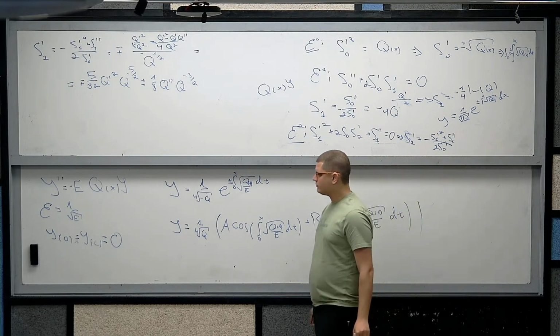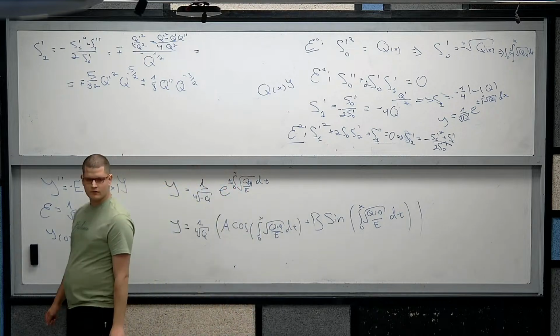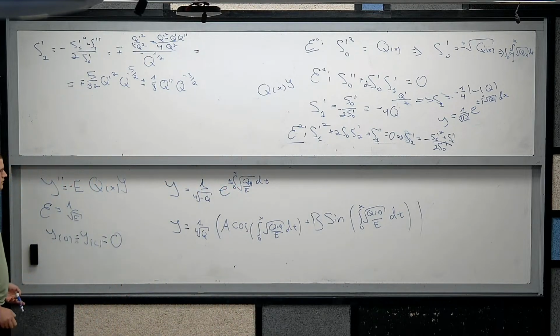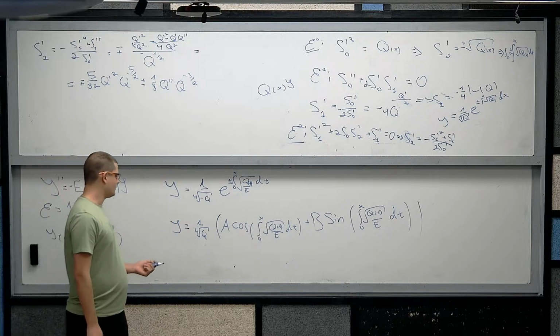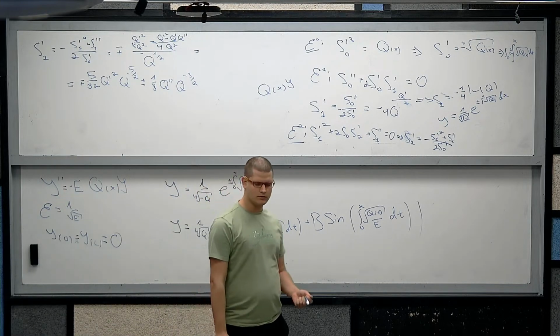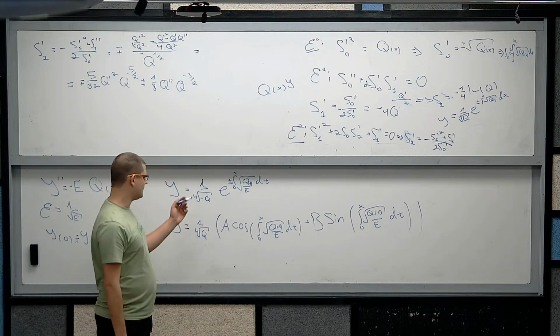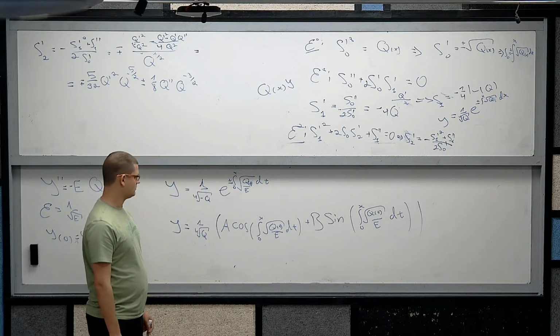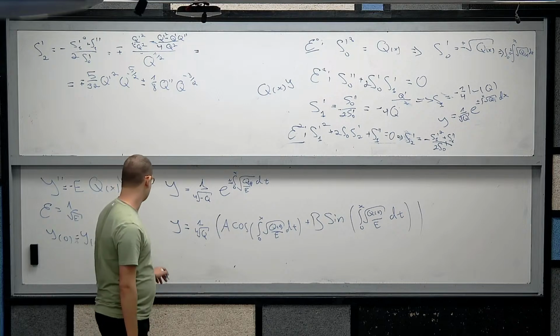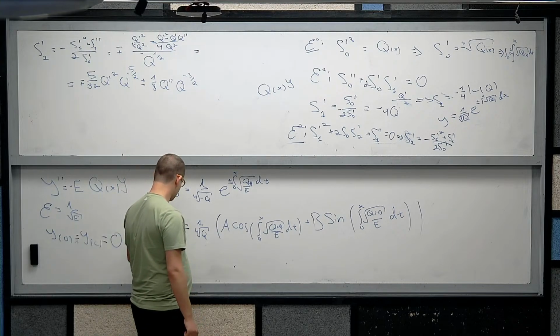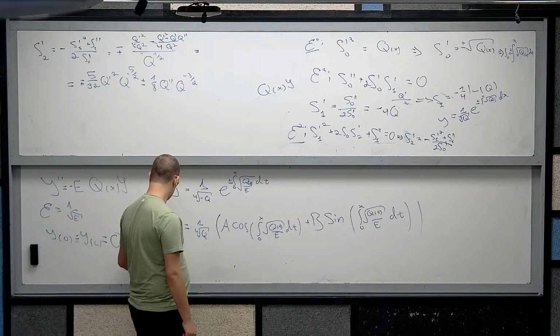And now for our boundary conditions, we want to solve the Sturm-Liouville problem. What will A be? 0. 0, exactly. A will be 0 from x equals 0.